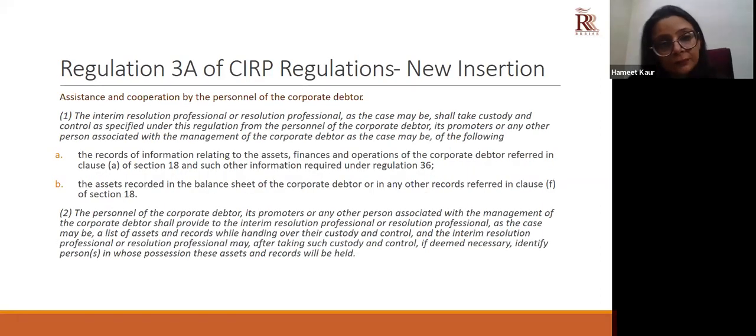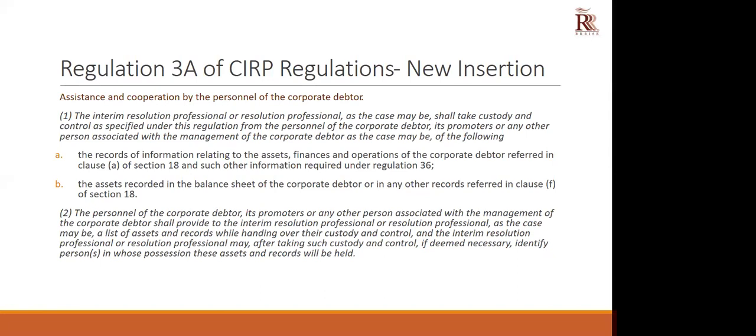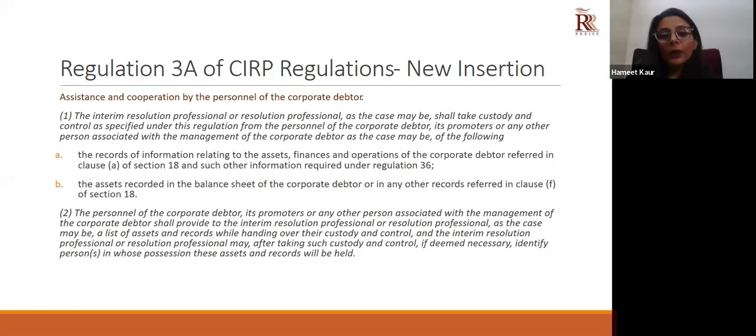Let us see. The Regulation 3A has been newly inserted in the CIRP regulations. It is named as Assistance and Cooperation by the Personnel of the CD. The IRP or RP shall take custody and control as specified under this regulation from the personnel, its promoters, or any other person associated with the management of the CD of the following. What control and custody is to be taken?